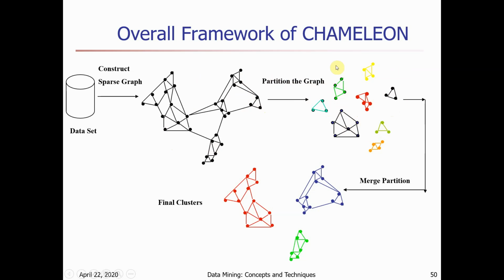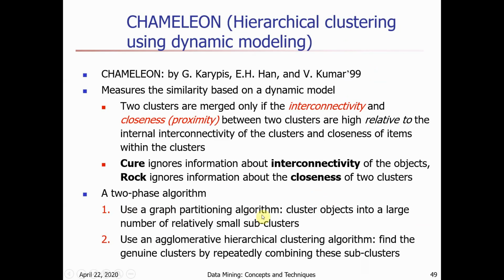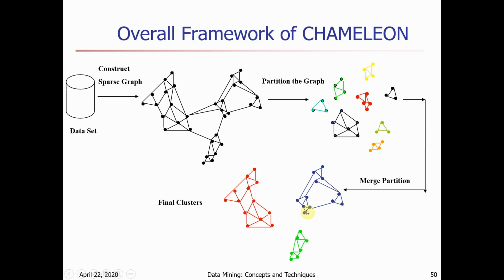After partitioning the graph, merge those partitions. After merging the partitions, how many clusters are we finally getting? Final clusters, 3 clusters. This is the Chameleon algorithm. Partitioning the graph, merging the partitions, and finally getting the clusters. Merging the partitions means here we are applying the agglomerative technique. So it is a two-phase algorithm: one is graph partitioning, the second is the agglomerative hierarchical clustering algorithm. Right? These are the final clusters.